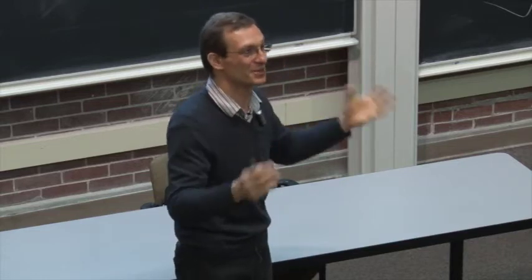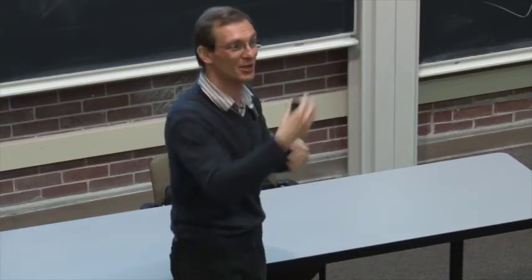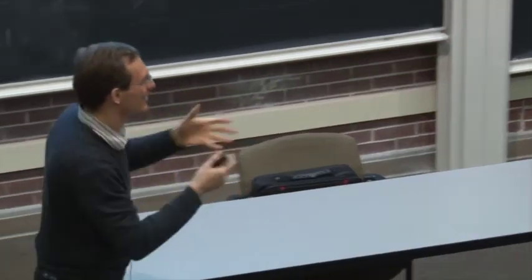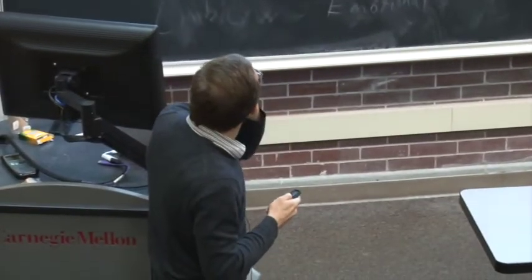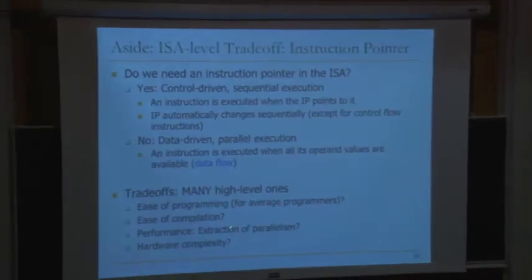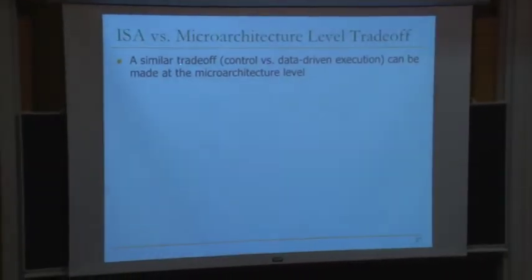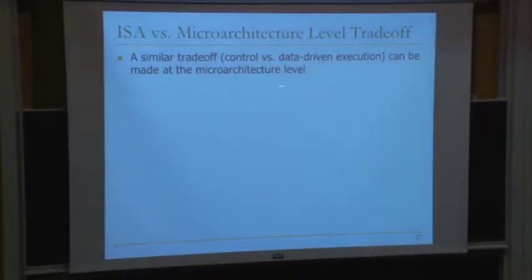So you need to manage those resources, which adds more complexity to the system now. So there are interesting trade-offs related to this. We'll not go into that, but if you're interested, I'll give you some references. So we've seen data flow at the ISA level. But a similar trade-off, control versus data-driven execution, can be made at the microarchitecture level also.